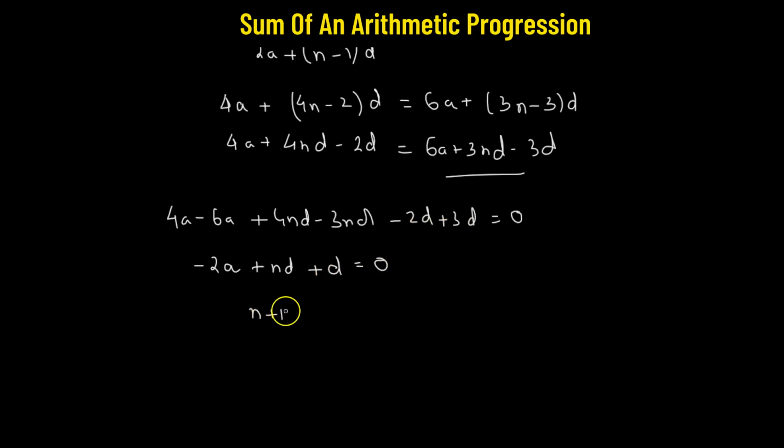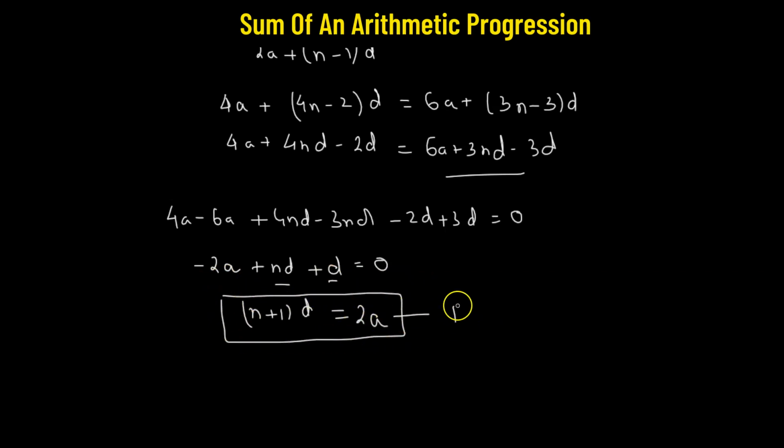Or we have n plus 1 times d, so we're taking d as the common factor from the second and the third term, and we'll transpose the first term, which is negative 2a, to the right hand side to get 2a. So this is a relation that we have obtained. We'll keep it aside for the time being. Let's label this as equation number 1.